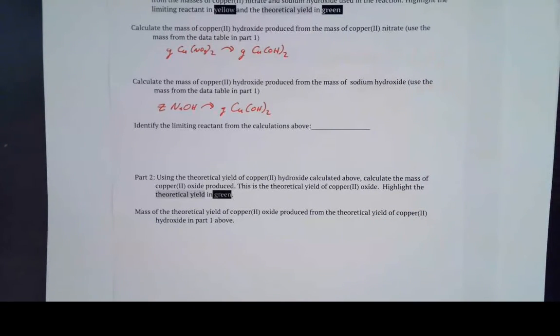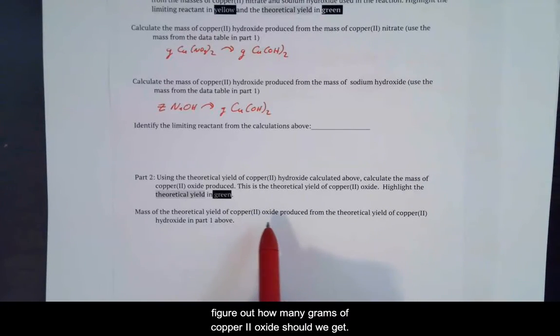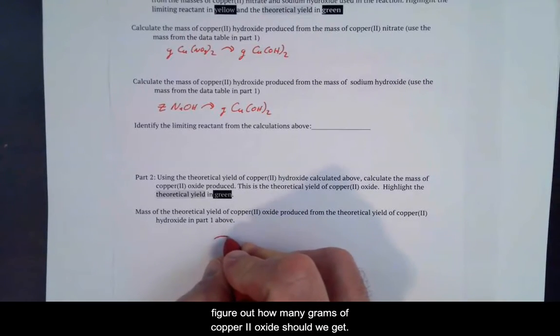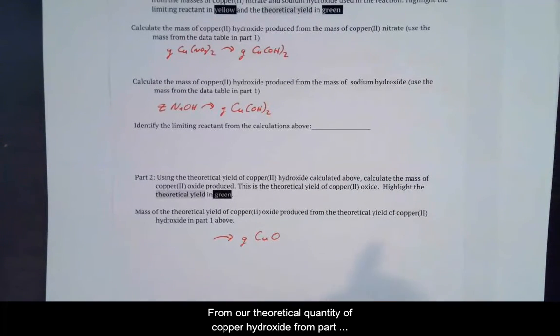So part 2, all right? Part 2 of part 1, and yes, I realize that does get a little confusing, says to go ahead and do the stoichiometry to figure out how many grams of copper 2 oxide we should get. Grams of CuO from our theoretical quantity of copper hydroxide from part 1 above.